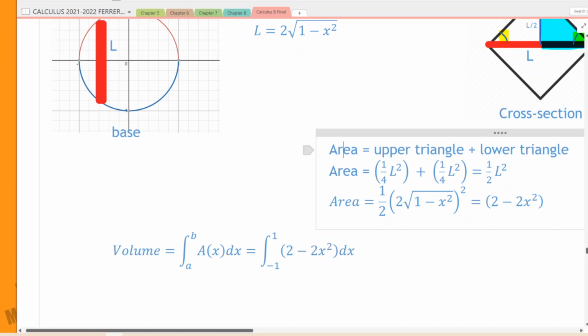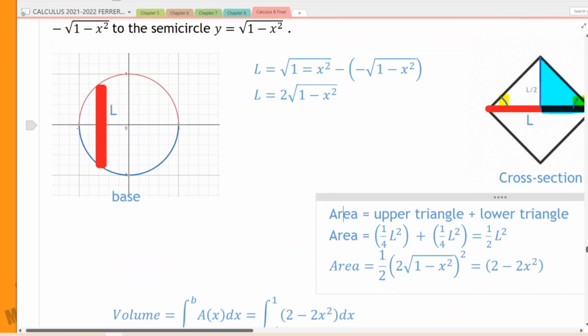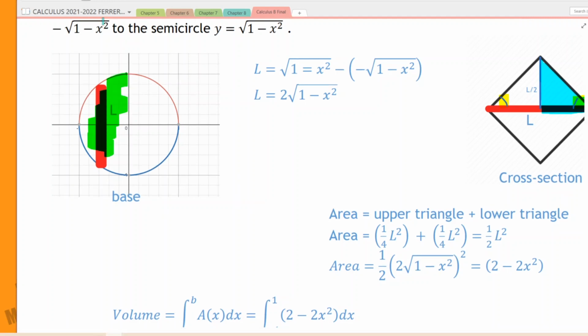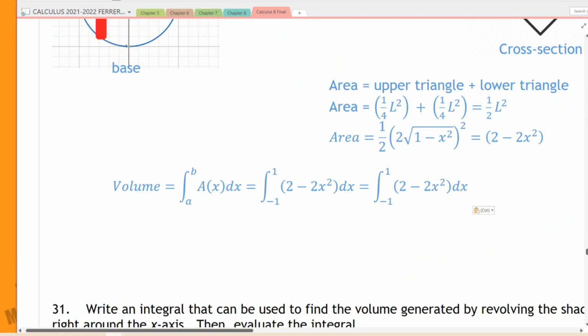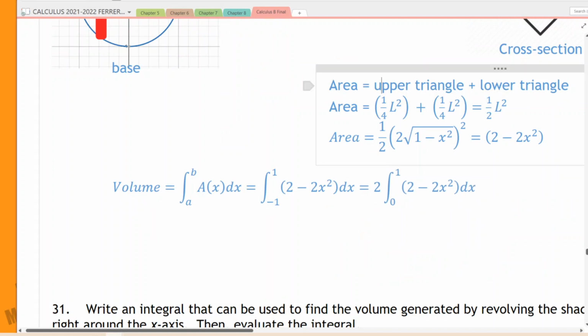Well, perfect. The next thing that I want to do is to notice that we can take advantage of symmetry, since the left side here is going to be congruent to the right side over here. We can just integrate from 0 to 1 and double the result, and that'll give us the same volume. So we'll change that lower limit to 0, and then we'll double the whole thing, and that will give me an equivalent integral. All right, now the antiderivatives are not so bad.